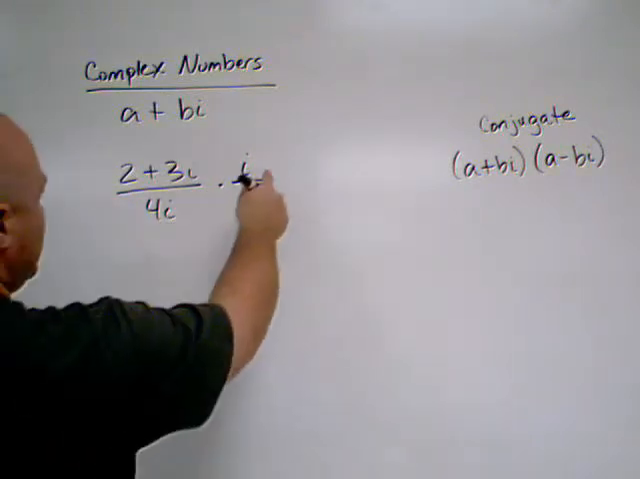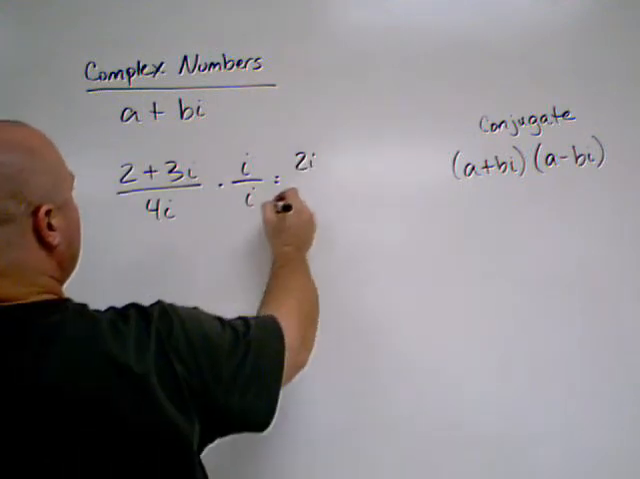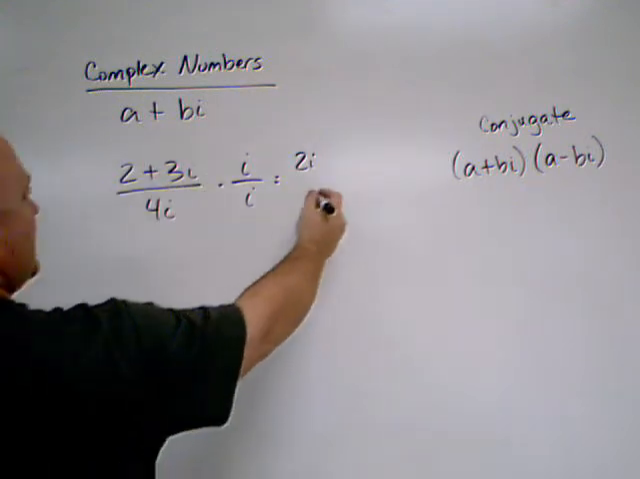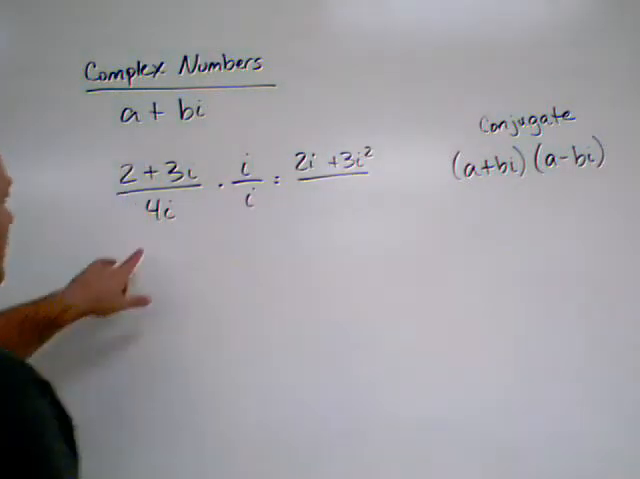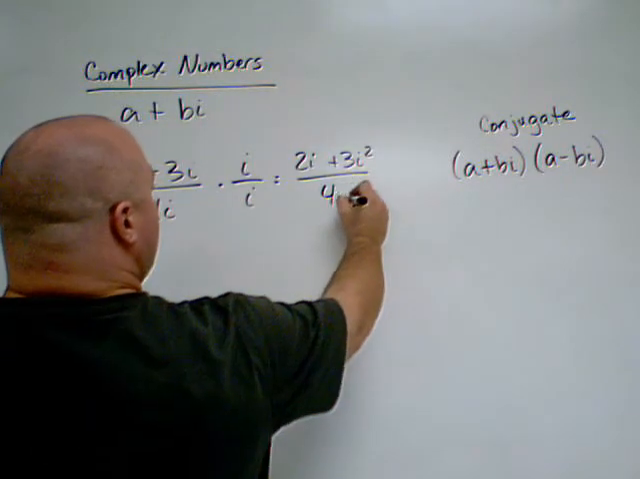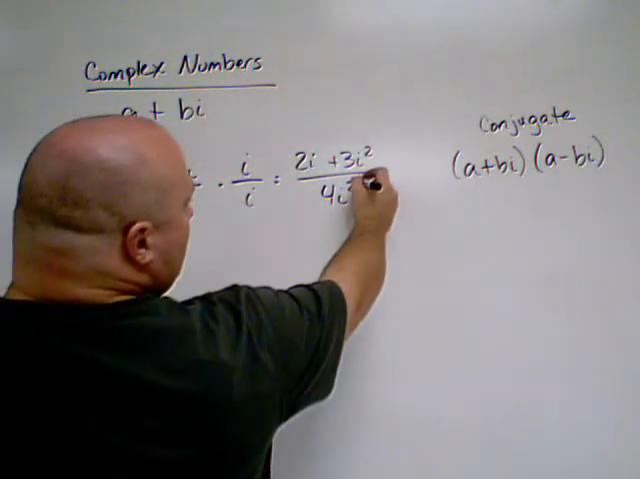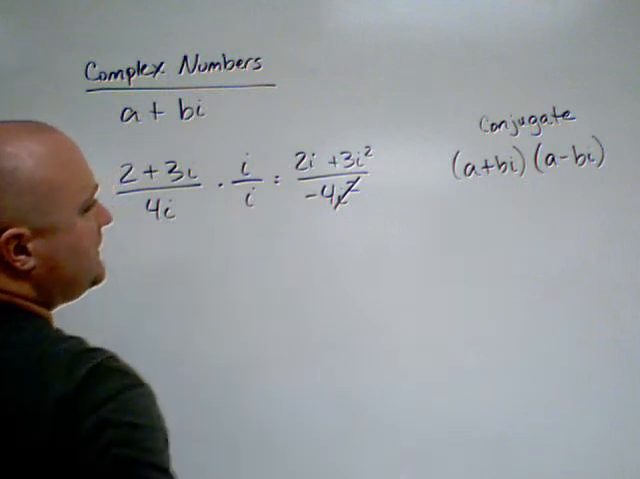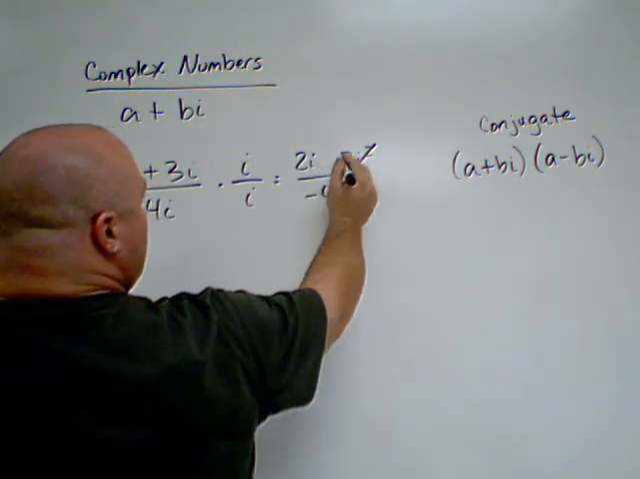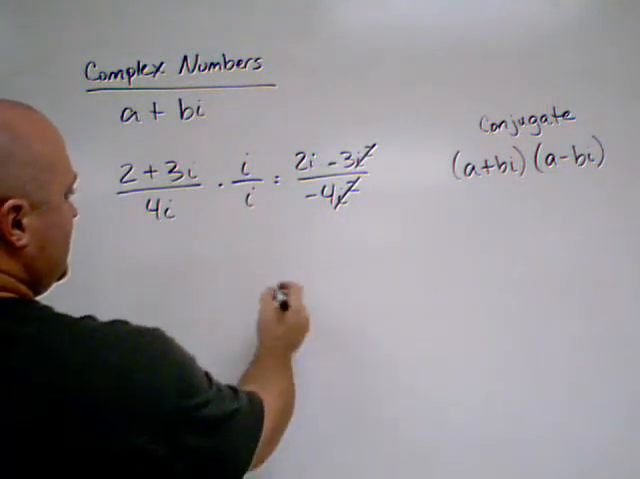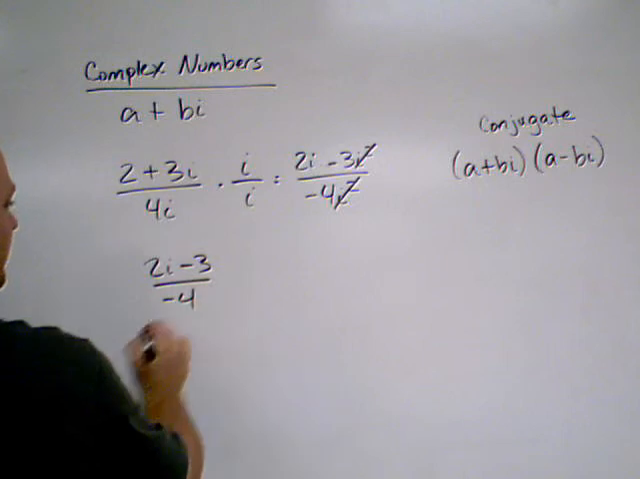Alright? So this gives us i times 2 is 2i. 3i times i is 3i squared. And this becomes 4i squared. Well, all we have to do is simplify. That cancels out, changes the sign in front. Same happens here. Okay? So we end up with 2i minus 3 over negative 4.